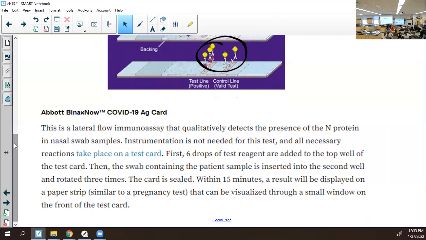Okay, this is like the lollipop version. And rotated 3 times. The card is sealed. Within 15 minutes, the result will be displayed on a paper strip, similar to a pregnancy test, that can be visualized through a small window on the front of the test card.